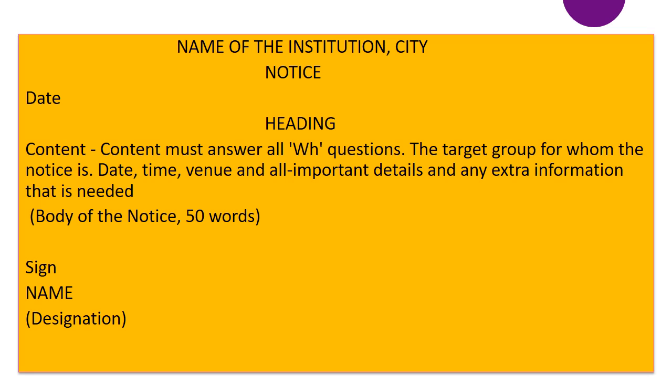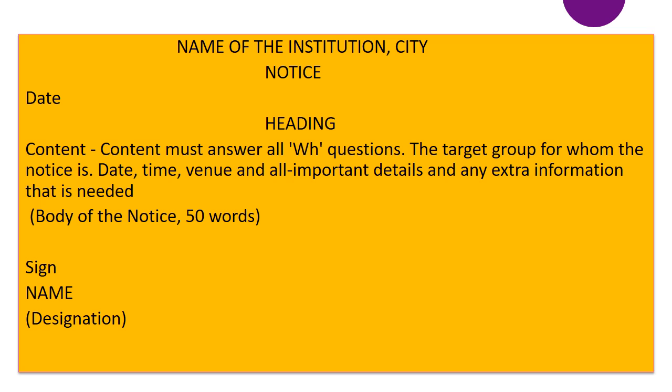Now students, this is the layout of writing a notice. In the first line, we have to write the name of the institution or the organization, comma, city name. This first line is to be written in capital letters. In the second line, we are going to write the word notice. This is also in capital letters. Then in the third line, on the left hand side, we are going to write the date. And this date is usually the date of your examination.